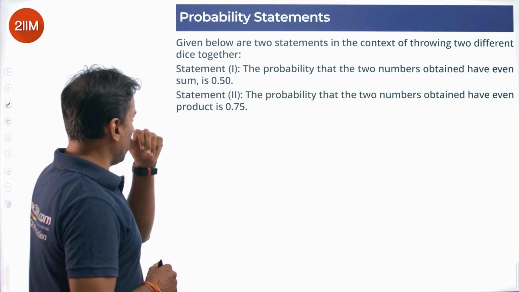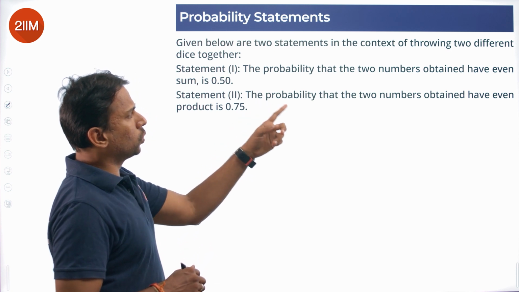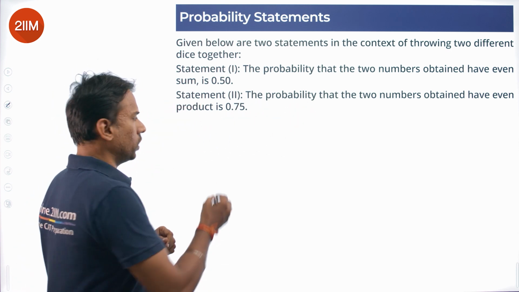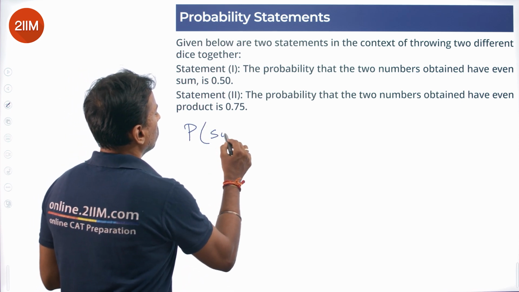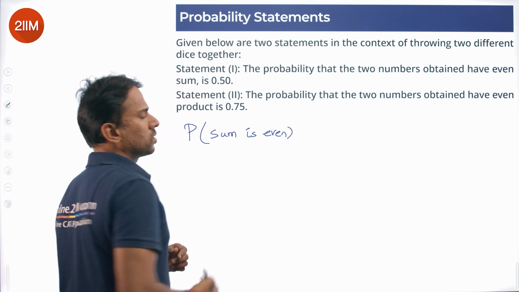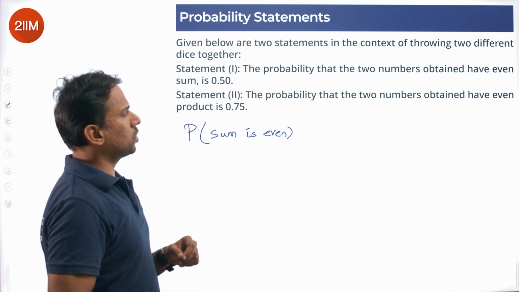So statement 1, we have the probability that the two numbers obtained have even sum is 0.50. So they're talking about the probability that the sum is even. For the sum to be even, what is the probability?